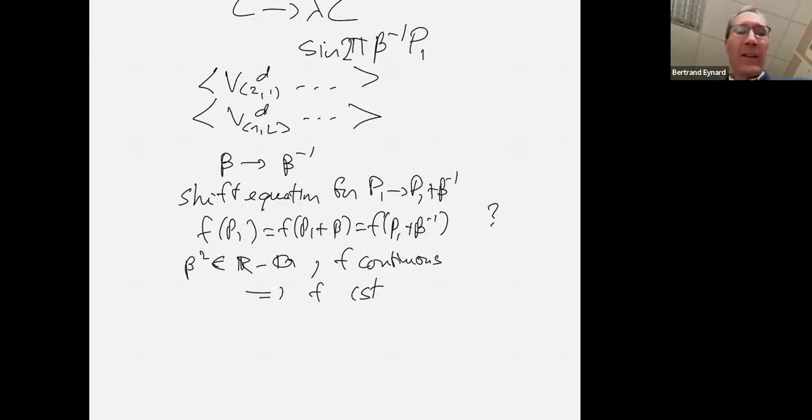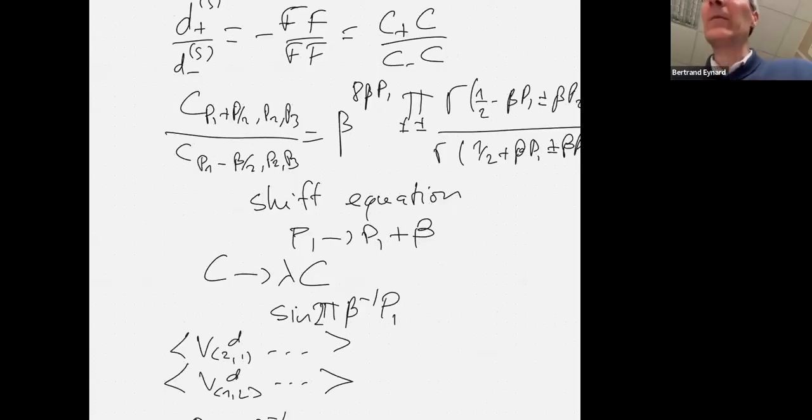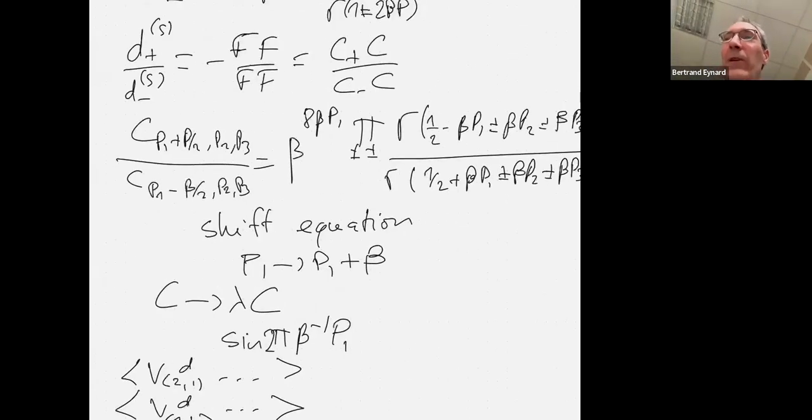Okay, so now we have uniqueness, but we still have to find a solution. And so let's stare at our equation again, and we'll remember that we have to solve the same shift equation with beta replaced by beta inverse at the same time. The next question is, how do you find a solution? What type of functions do you need to write a solution?